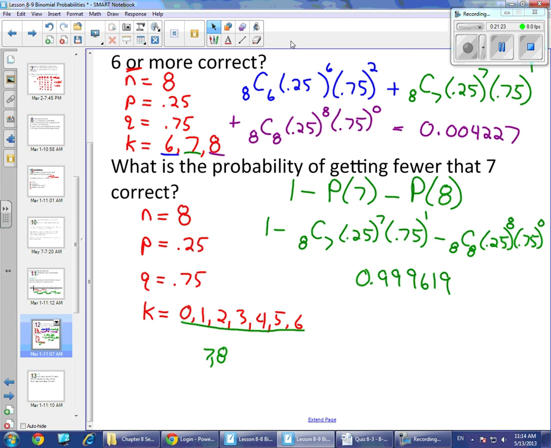So again, let's make sure this makes sense. Again, 25% chance of getting a question right. 8 questions, you'd expect to get about 2 correct. So what are the chances that you'll get 6 or less correct? That should be pretty high.